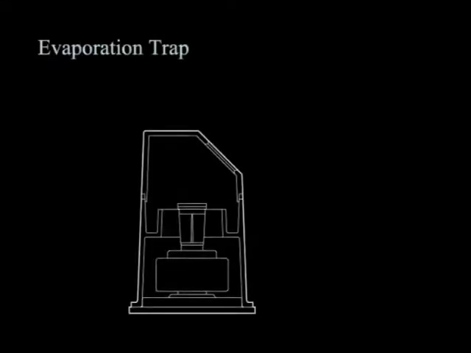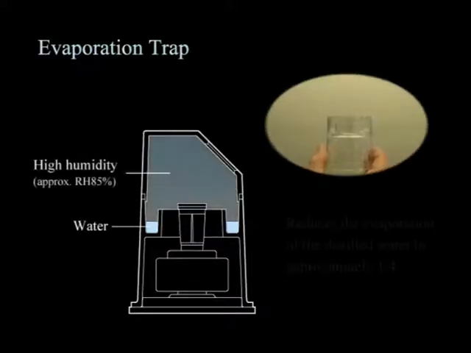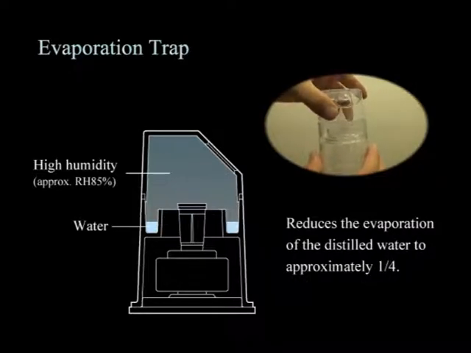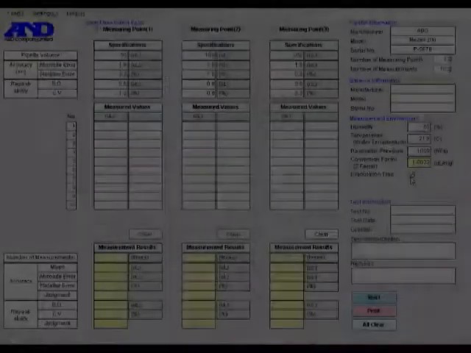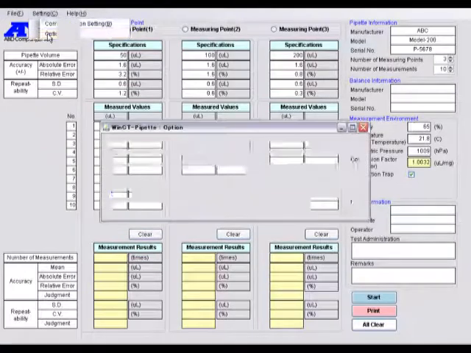One of the difficulties in weighing a small quantity of liquid is controlling the environment to minimize errors due to evaporation. The evaporation trap maintains high humidity inside and reduces the evaporation of the distilled water to approximately 1/4. If you prefer, you can set a correction value for evaporation.